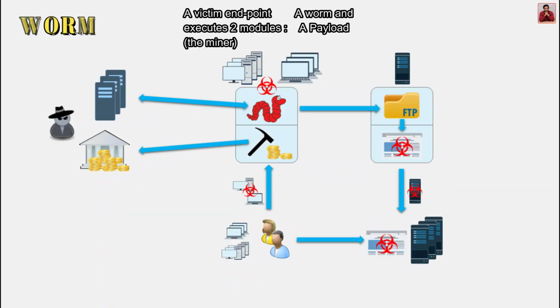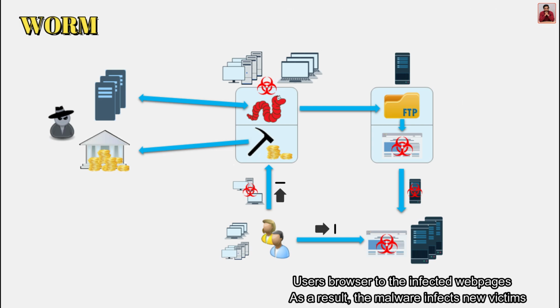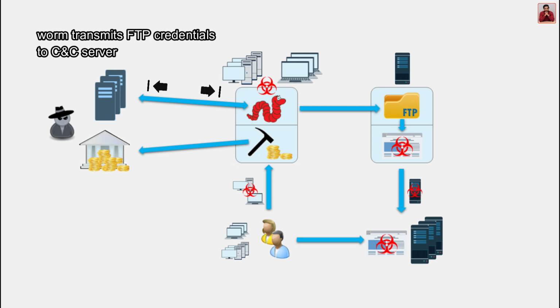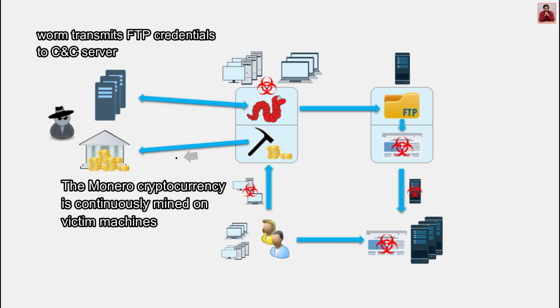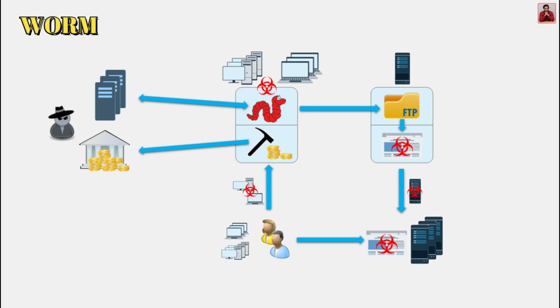A victim endpoint executes two modules, a worm and a payload. The worm finds and attacks a vulnerable FTP server, uploads malware to the server, finds client-side pages and infects them with malware references. Users browse to the infected web pages. As a result, the malware infects new victims. The worm transmits FTP credentials to the C&C server. The Monero cryptocurrency is continuously mined on victim machines.